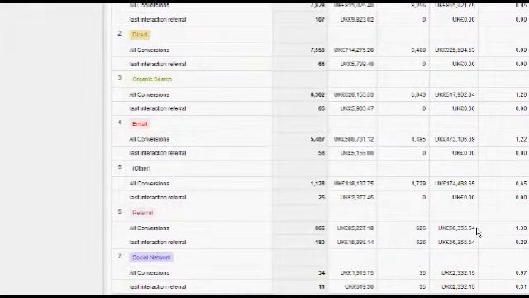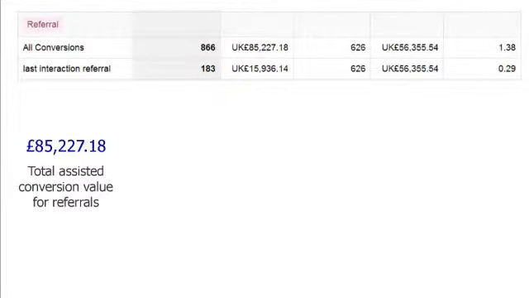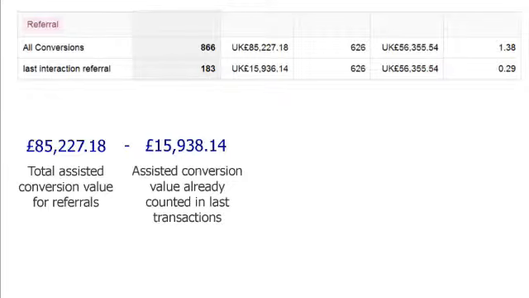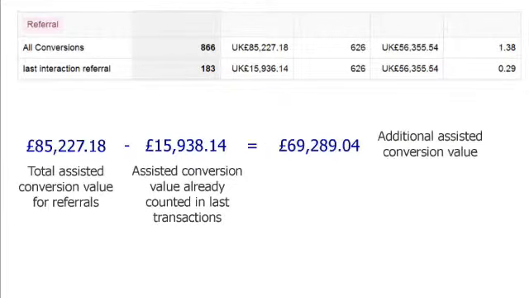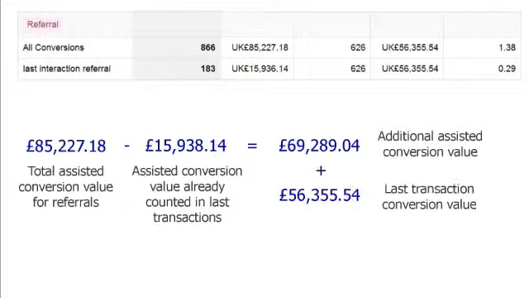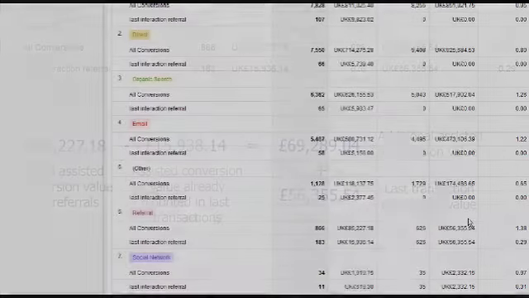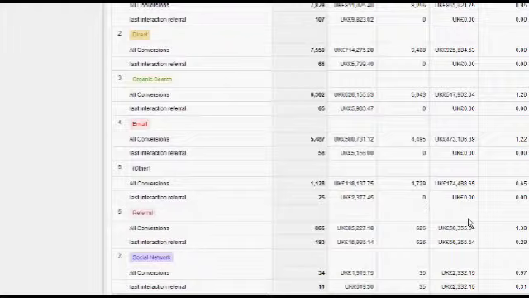But that still leaves around 70,000 of assisted conversions which the referral was involved in, in addition to the 56,000 which it closed. So this fairly clearly illustrates the power of multi-channel funnels. We've got some immediately actionable findings here. Referrals are clearly much more important than we previously realised, or at least they appear to be. The only way to know for sure is testing.